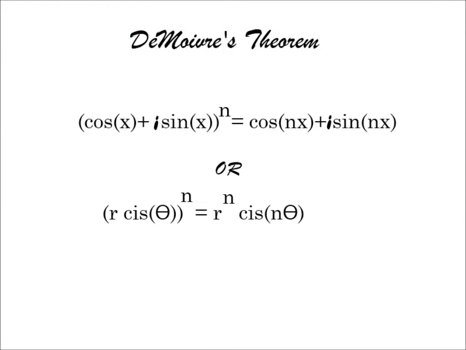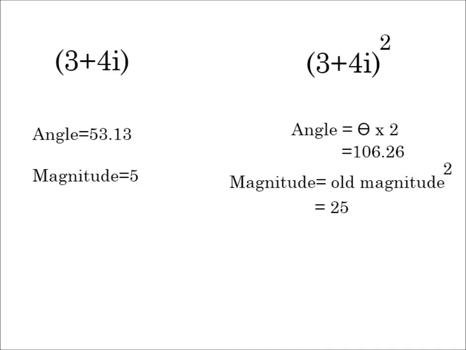The same concept applies when multiplying a complex number by the same complex number. Let's take a look at 3 plus 4i. If we were to square it, the theta measurement would be 2 times theta, as you would be adding the same angle twice. And the magnitude, which is 5, would multiply by itself, so 5 squared equals 25. Thus, the end result to 3 plus 4i squared would have an angle measurement of 106.26 degrees and a magnitude of 25.